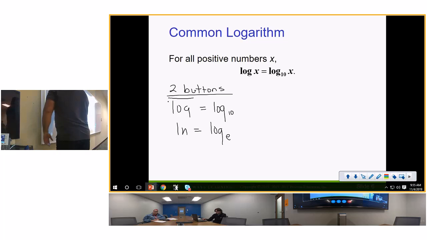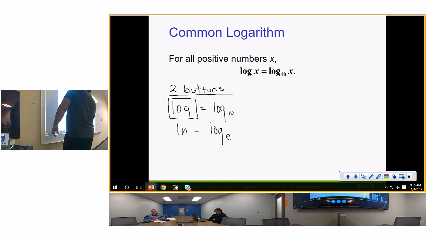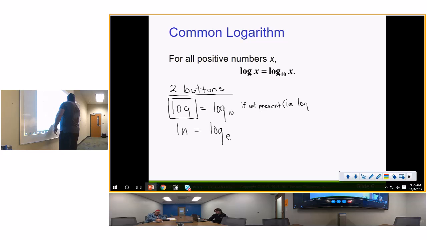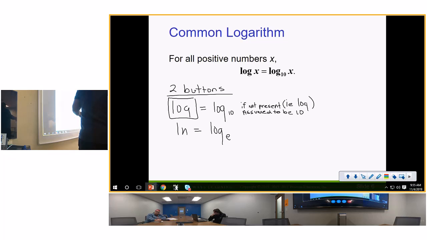Usually if the base is not here, it's assumed to be, let's write that down. If not present, i.e. log, and there's nothing present in a question, it's assumed to be what? 10. Kind of like the square root symbol, it's assumed to be a 2 in the front. Kind of like any variable, it's assumed there's a 1 there.